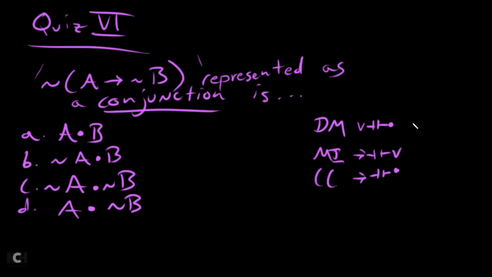And all you need to know for these is which negation slots do you flip. So for De Morgan's law, you flip all of them: outside, left, and right. For material implication, you just flip the left one. And for conjunctive conditionality, you flip the outside and the right. So what's going on here? We have an arrow, and we want to turn it into a conjunction. That would be an and. So which one of these deals with arrows to ands? This one. So conjunctive conditionality.